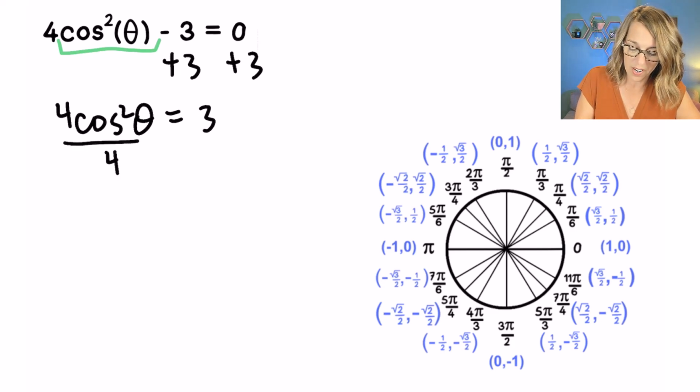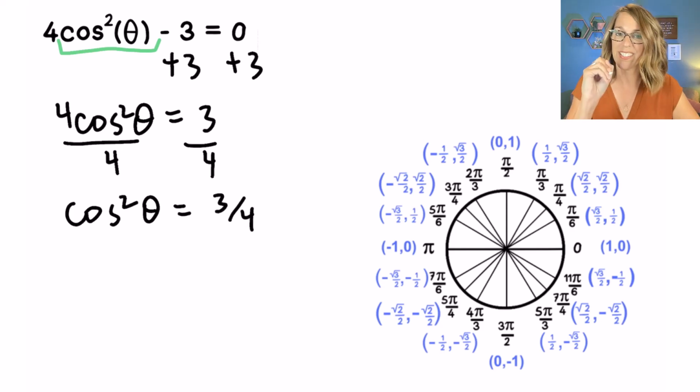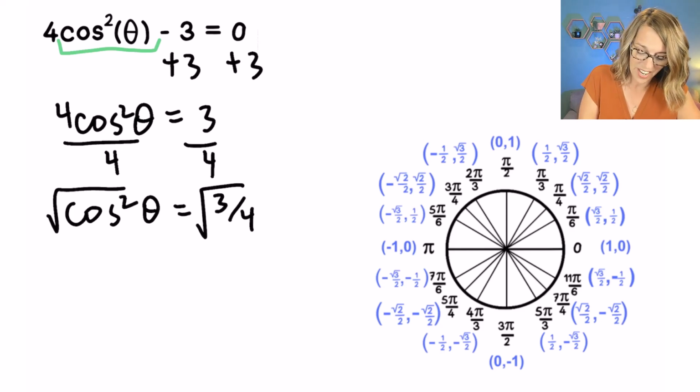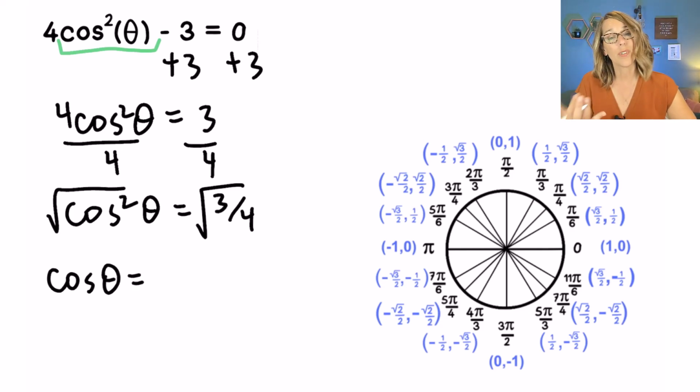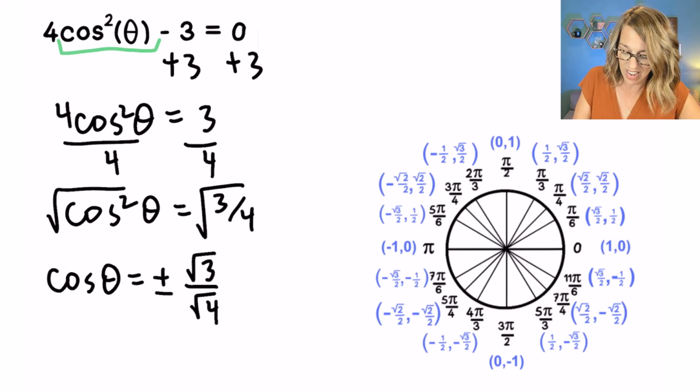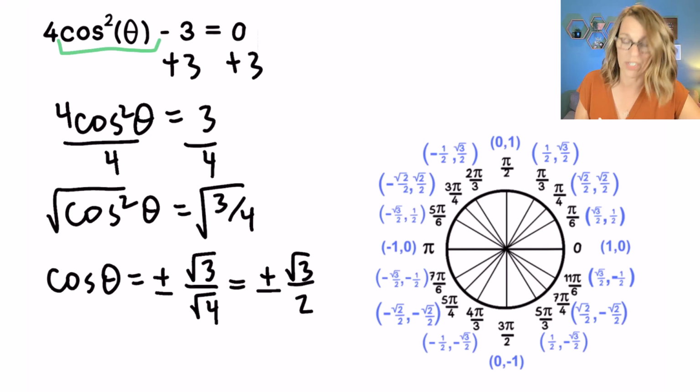So divided by 4, divided by 4, cosine squared theta is equal to 3/4, but I need to take a square root on both sides to get the cosine. So square root, I get that the cosine of theta is equal to, it could have been either positive or negative, so plus or minus, the square root of 3 over the square root of 4. And I can simplify that to plus or minus radical 3 over 2.